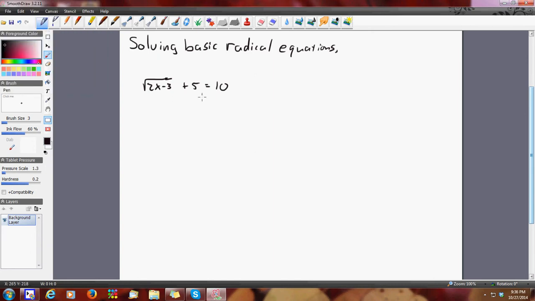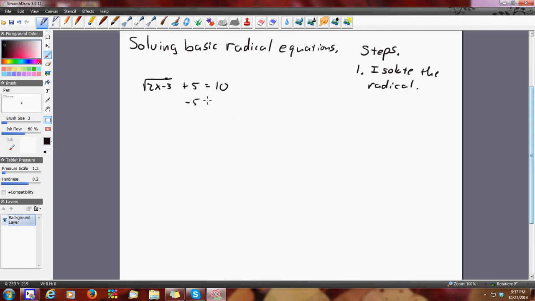Alright, welcome back. I'm going to show you how to solve a basic radical equation. These aren't too bad, but there's a few things that you have to know. I'm going to write down some steps over here because I always find the steps to be helpful. The first step is isolate the radical. This is just like solving a basic two-step equation initially.